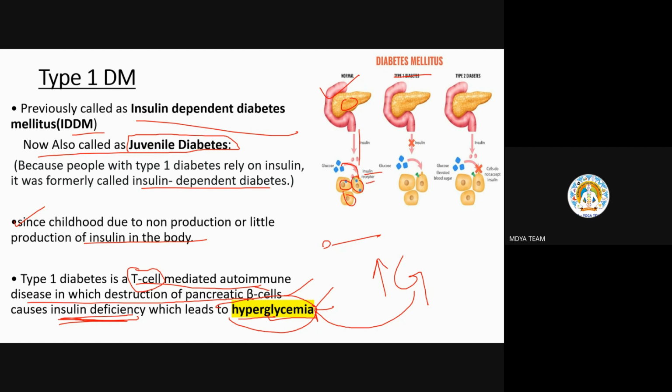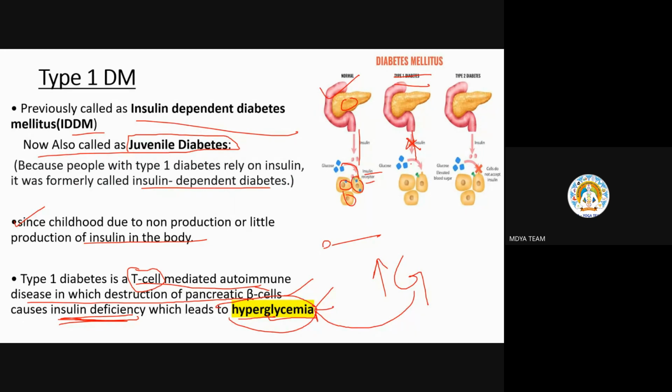Okay, so now in the second condition, that is type 1 diabetes, insulin is not released. This is crossed here on this point. Insulin itself is not released by the pancreas.